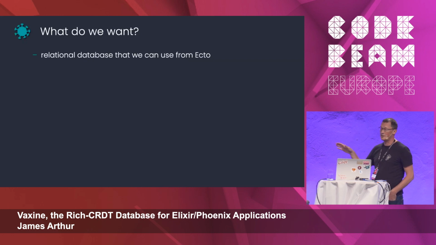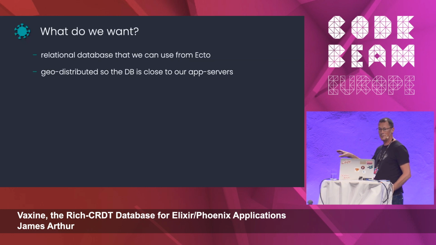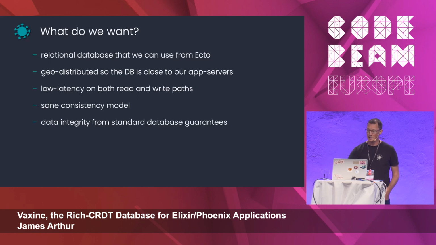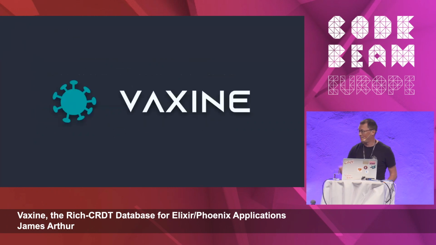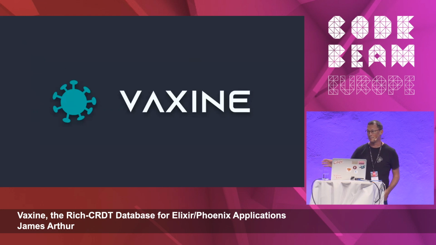We want a relational database that we can use from Ecto. We want it to be geo-distributed, so the database is close to our application servers. We want low latency on both read and write paths, so it needs to start from an AP perspective. We want a consistency model that we can trust. And we want the database to be able to actually guarantee standard invariants like constraints and referential integrity. And as you've probably guessed, that's what we're doing with Vaxine. That's what Vaxine is. That's what we're building.